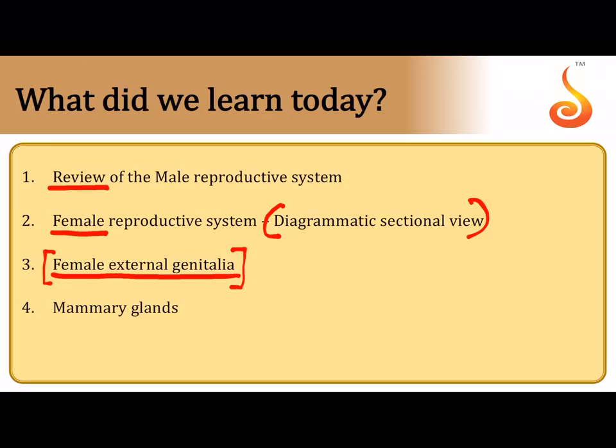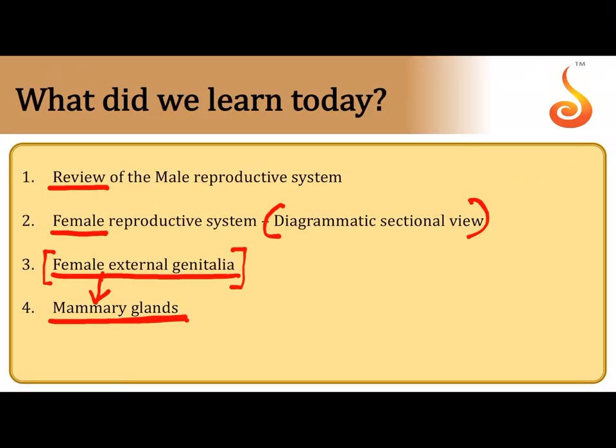Like if you remember, mons pubis, labia majora, labia minora, vaginal opening, urethral orifice, and the upper junction of labia minora, where you have a finger-like projection called clitoris. And then finally, I told you there is a structure which is functionally integrated with the female reproductive system, although it doesn't directly participate in reproduction. It's called mammary gland. And we learnt about the organization of the mammary gland, isn't it?